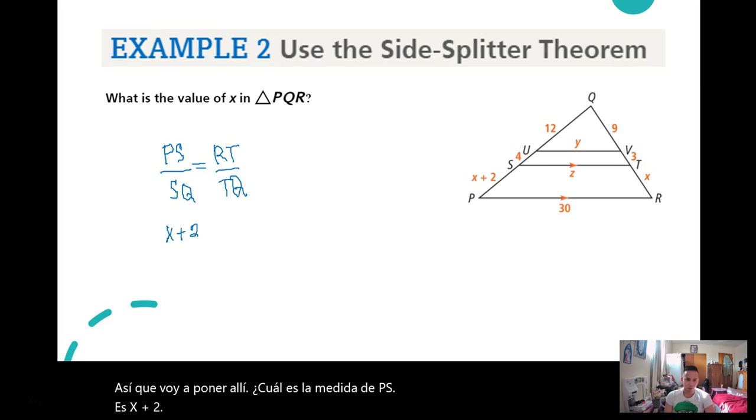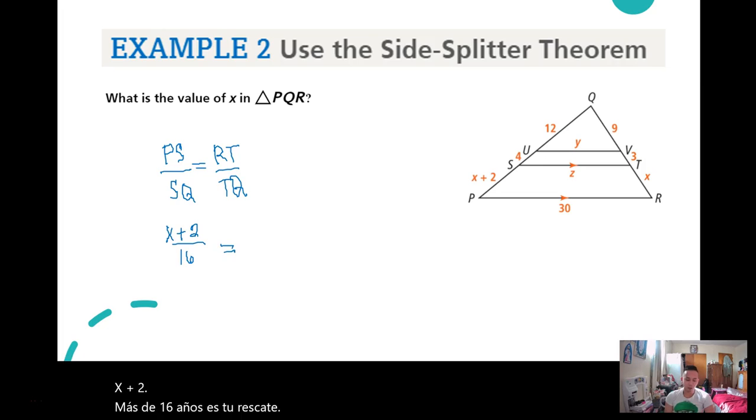x plus 2 over 16, which is your SQ, is equal to RT, and RT is x. And then we also have TQ. From T to Q is 9 plus 3, which is 12. And then we do the same. We cross multiply.